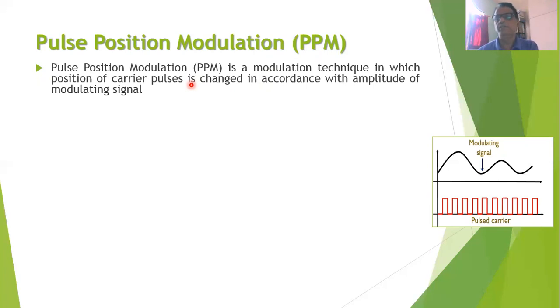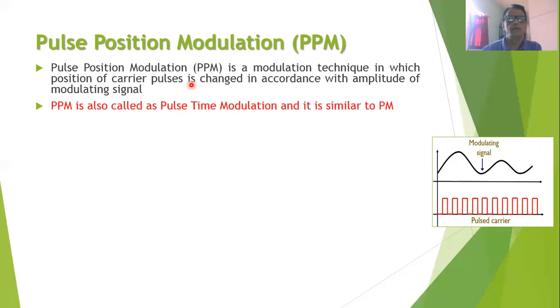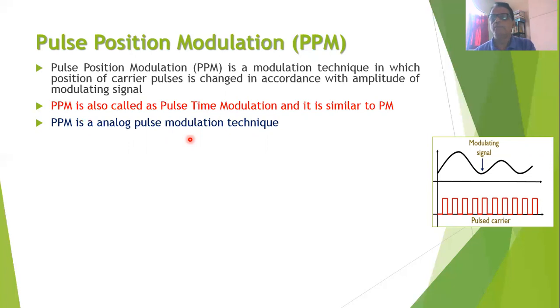So here there is a change in the position of the pulses, while the amplitude and the width of the carrier pulses are kept constant. The PPM technique is also called pulse time modulation, and it is similar to phase modulation. PPM is also an analog modulation technique. So PAM, PWM, and PPM, all three are analog modulation techniques.